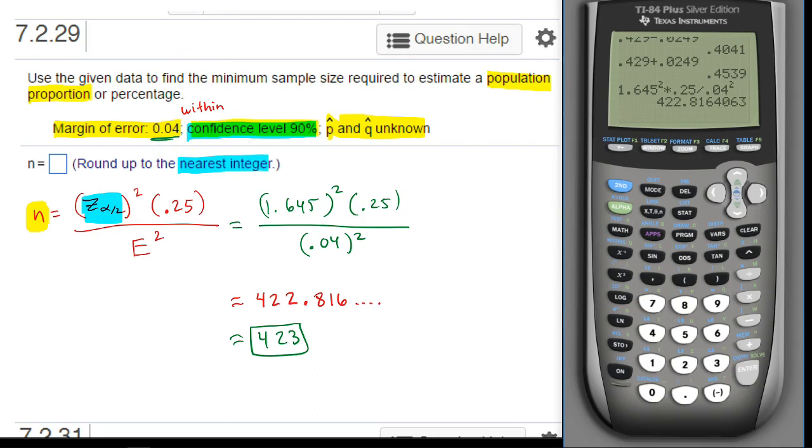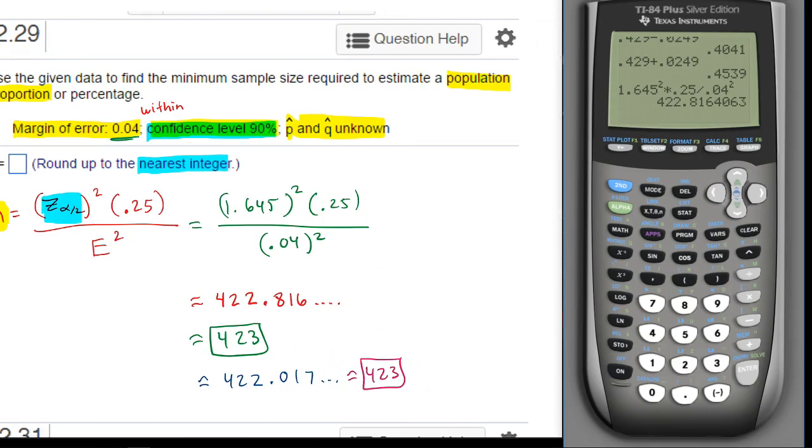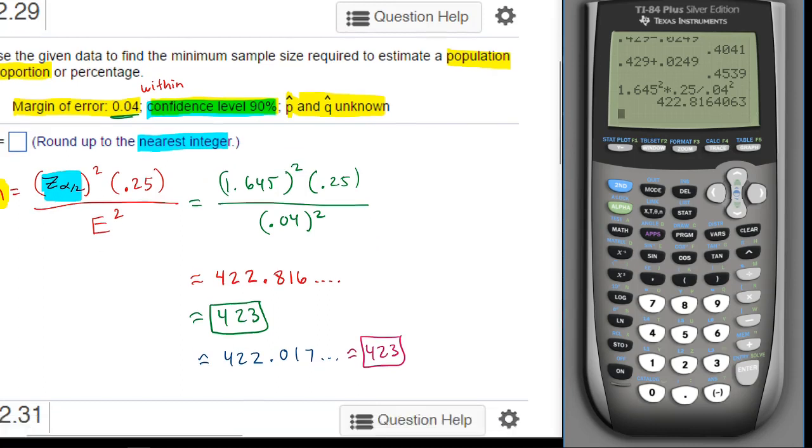So one more thing, I want to emphasize this point. Let's say that we worked this out in the calculator, and let's say instead of getting that, we had something like 422.017... So what would our answer be? It would be 423. Now you might say, well, it doesn't round to 423 because this is a zero. Again, we always round up when we're calculating minimum sample size. This only applies to minimum sample size. Anytime you're calculating minimum sample size, you round up regardless of what this decimal number is. The only time you don't do anything is if you get an exact whole number for an answer. For example, if you calculated this and you happened to get 422, then in that case you wouldn't round up. But as long as you get a decimal value, you're always going to round up.